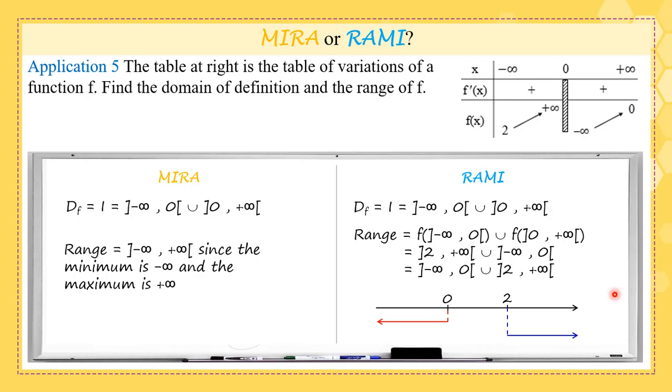Now, which method do you prefer and why? I think Rami's method is correct. Mira's method is not correct because f of x doesn't take any value between 0 and 2.